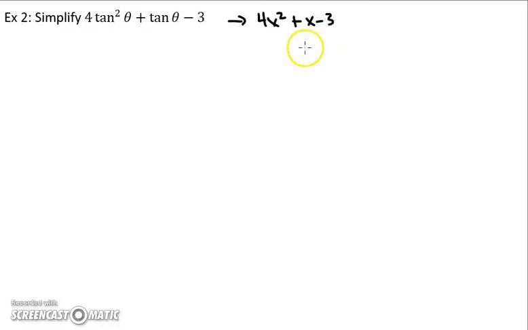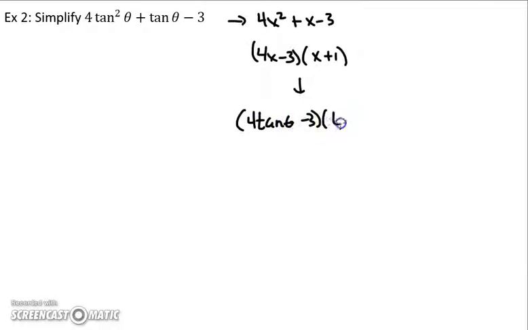But we're going to treat it the same way. So if we were going to factor this out, we would end up getting 4x minus 3 and x plus 1. Well, those aren't x's, those were tangents, so we're really looking at 4 tangent of theta minus 3 and tangent of theta plus 1.